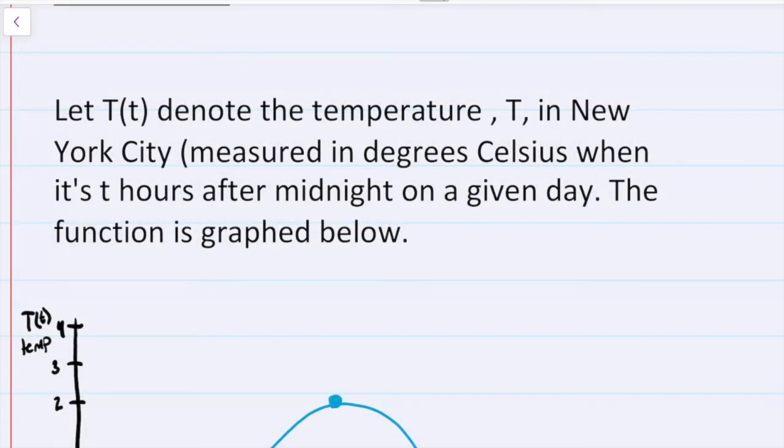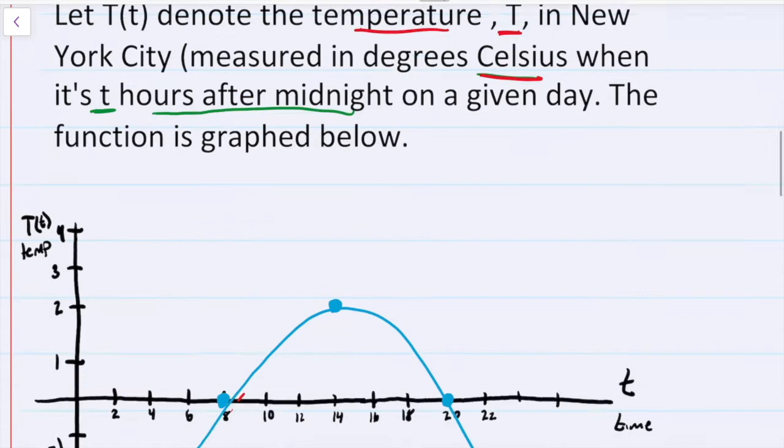Same problem. Let's go ahead and read the problem before looking at the graph. Let T of t denote the temperature in capital T. So capital T is temperature, in degrees Celsius. And in green, I'm going to measure the lowercase t, which is actually hours after midnight on any given day. Let's put that in red actually. And let's look at the graph.